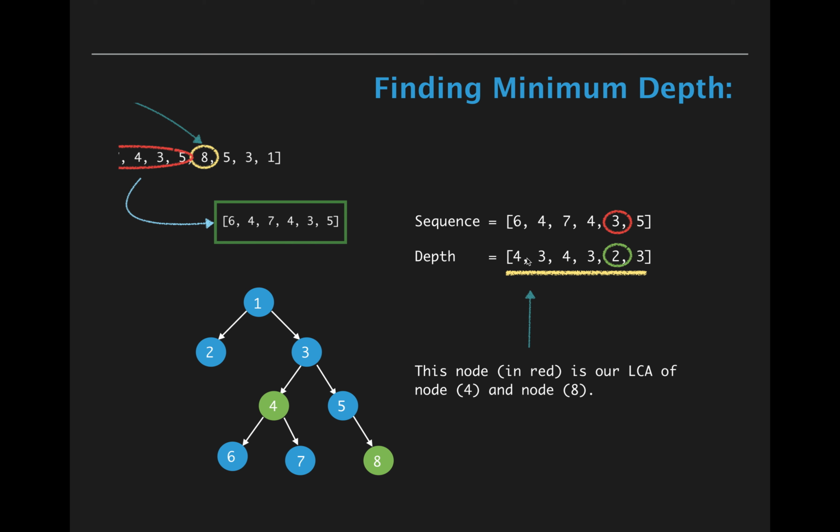So if we look at the depths, 4, 3, 4, 3, 2, 3, we want to find the minimum depth in this sequence. That depth is 2. 2 is less than 3 and 4. When we look at what node that depth points to, the lowest depth, it points to node 3. So now we know the node circled in red is the lowest common ancestor of node 4 and node 8. Using this, we will be connecting back to our original problem statement with a property of the lowest common ancestor.